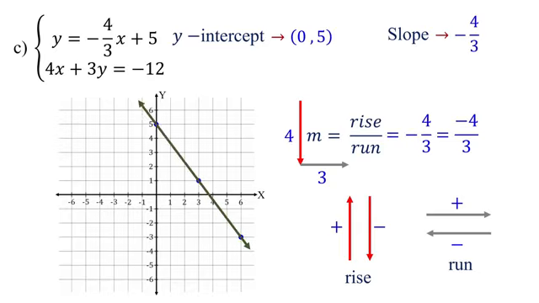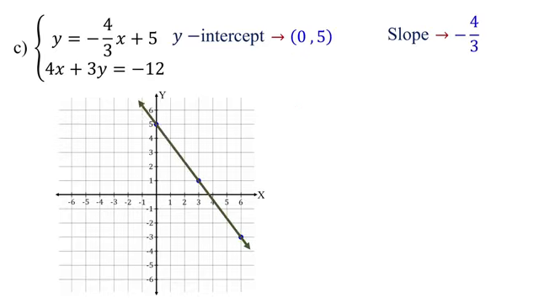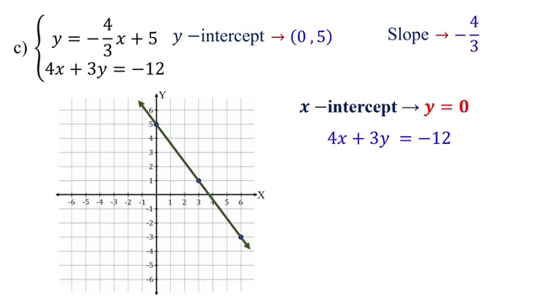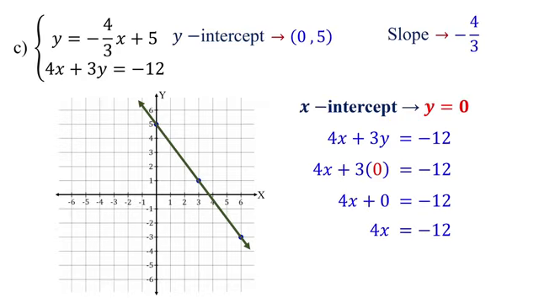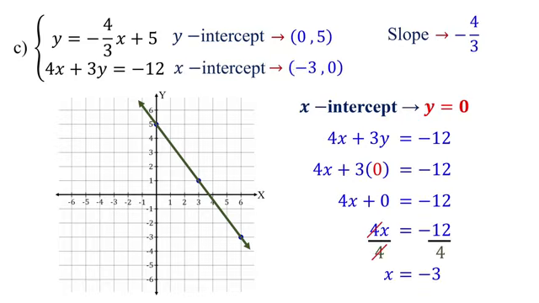Now, let's move on to graphing the second equation using the intercept method. First, let's find the x-intercept. Set y to 0 and solve for x. 3 times 0 equals 0, so we are left with 4x equals -12. Dividing both sides of the equation by 4, we get x equals -3. So, the x-intercept is (-3, 0).